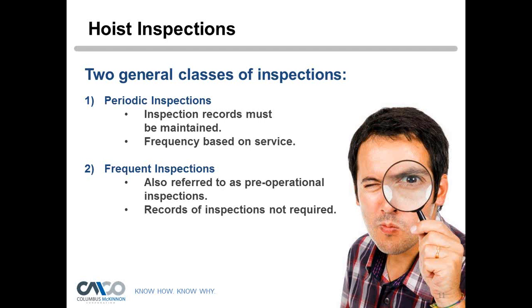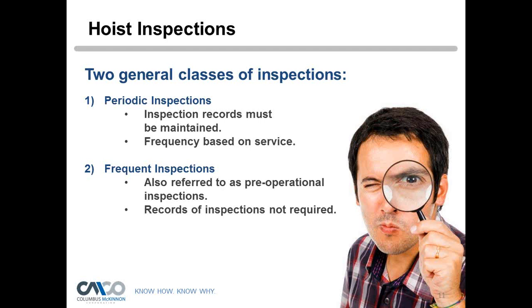The second inspection is a frequent inspection, which we also call a pre-operational inspection. This type of inspection is done from the floor as best you can see. There are no records kept, so you get to look at what you can see from the floor. We have a great webinar on this called Pre-Operational Inspections, which we did a couple of months ago, and you can go onto our YouTube channel to get more information on how to conduct that inspection.